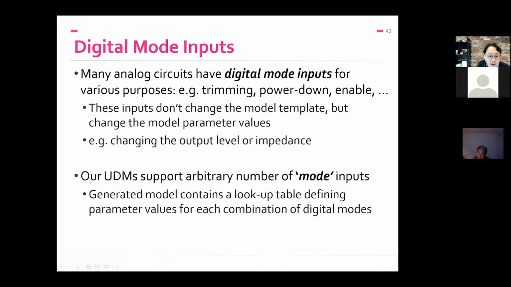So the way we handle those is that you can have an arbitrary number of digital mode inputs. And during the model generation process, Model Zen builds a lookup table that maps each combination of the digital mode into a set of parameter values. That handles all kinds of digital modes. And no matter whether your bias circuit has a reset pin, power down, or additional trimming, the single UDM will take care of it all.